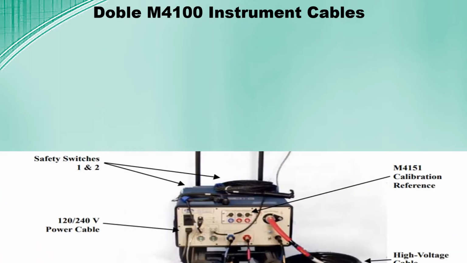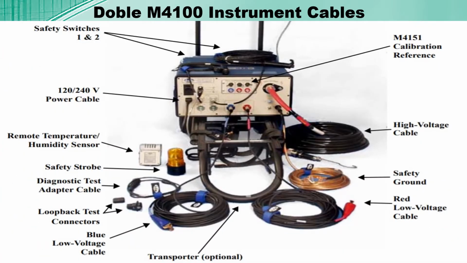Now we will see the Doppel M4100 cables. You must have knowledge of how the cables in this instrument look. Just by seeing the cables, you must know which cable is connected where. The first and most important one is the HV cable. The HV cable is the thickest, longest and heaviest one, provided with a hook on the cable, since it carries up to 10 kV of voltage which is provided to the testing equipment.